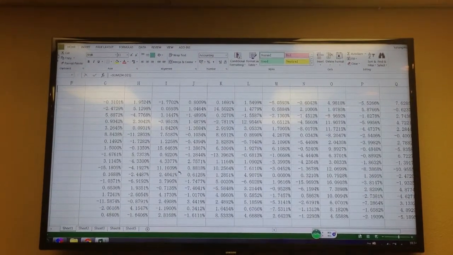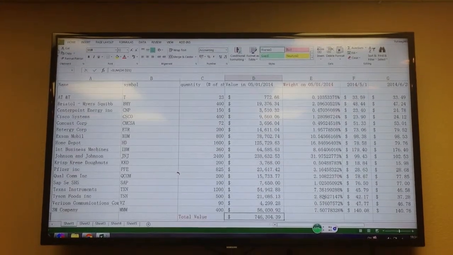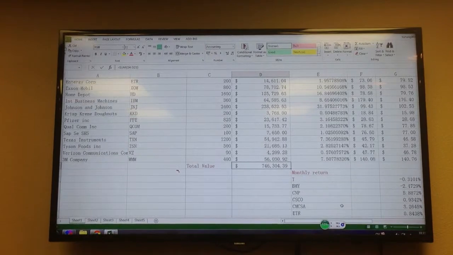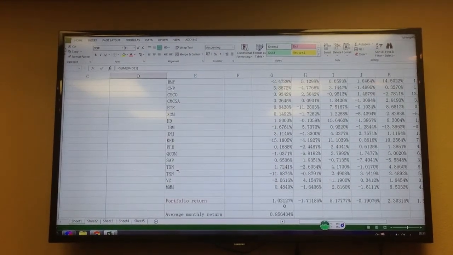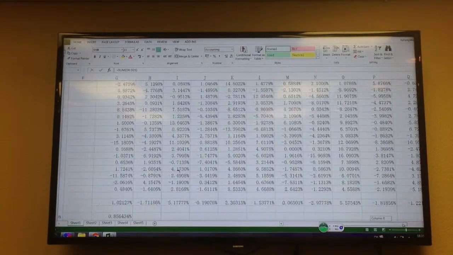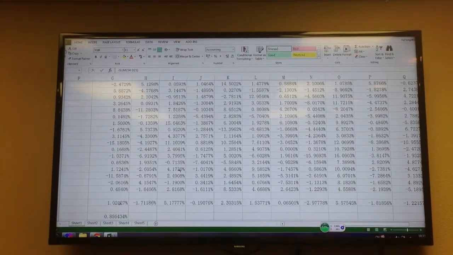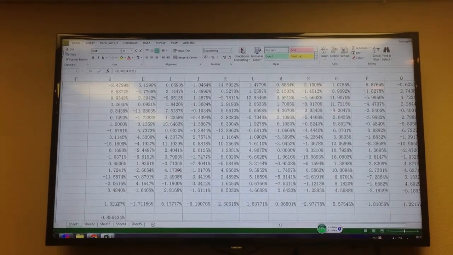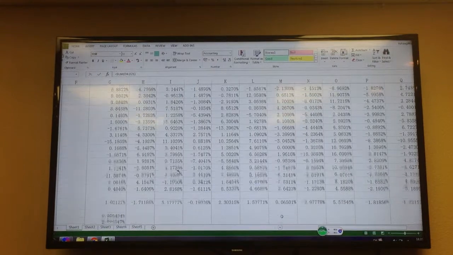on each month. And then I multiplied the weight I got for each company by the monthly return for each stock. I got the total return for the whole portfolio. This is the whole return. In the first month it's about 1.02%, and the second month it's negative 1.7%.